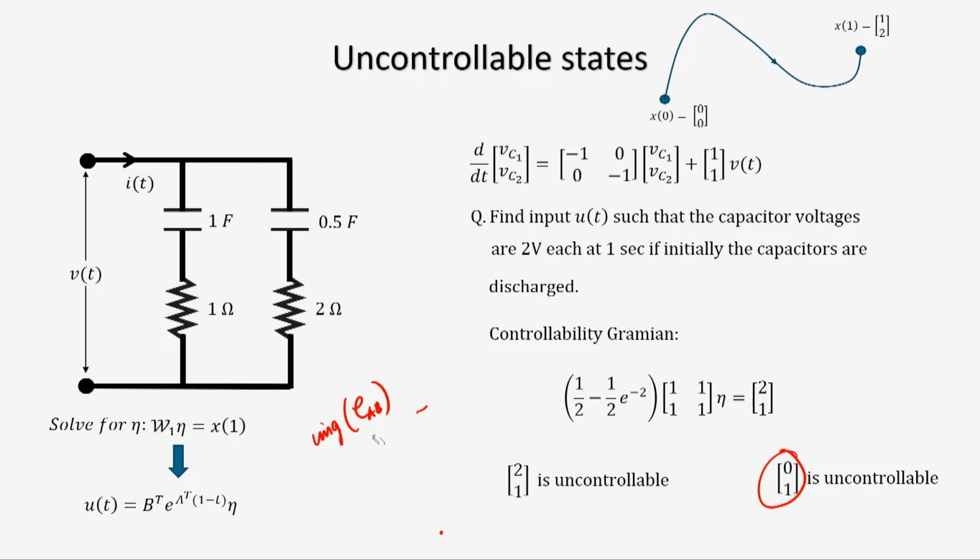However, notice that if I add these two up, I get (2, 2), and (2, 2) can be controlled, because we saw a problem where we can find an expression for eta, a vector eta that will solve this problem.